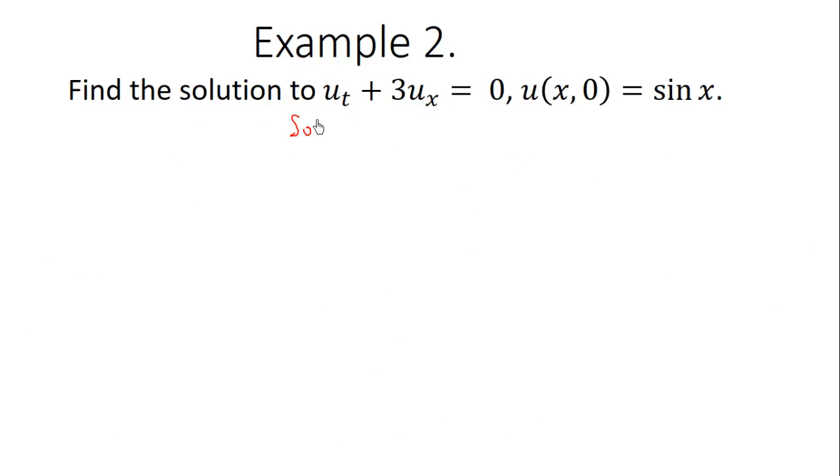So over here we have let our a to be equal to 3 and b to be equal to 1. So we have our solution u(x,t) being equal to a function that depends on x minus 3t.